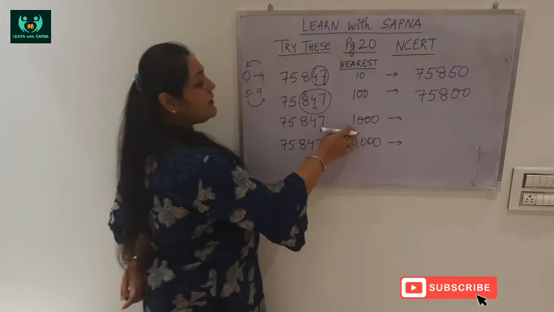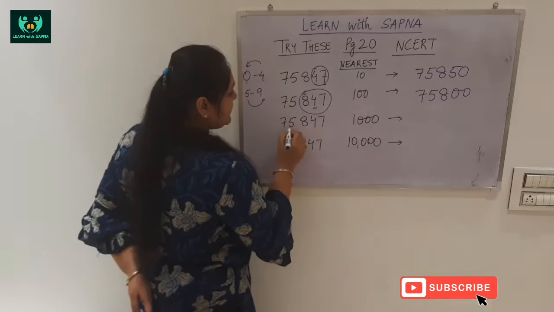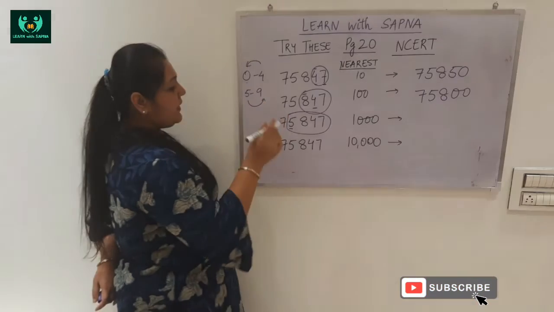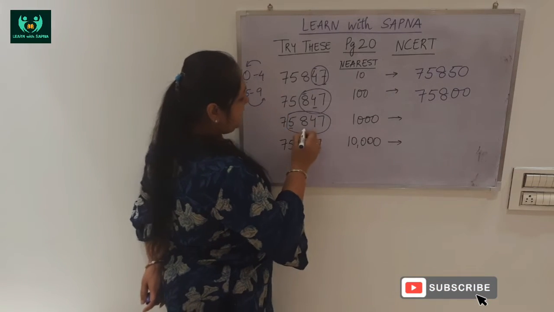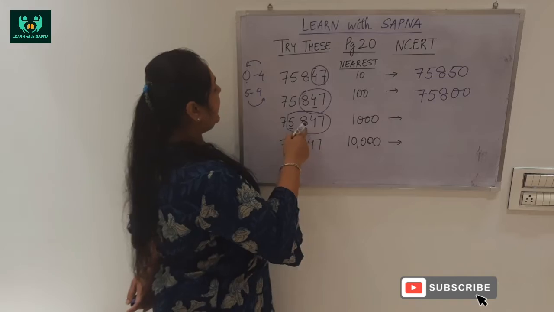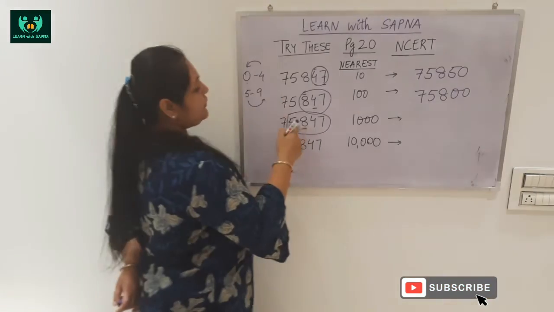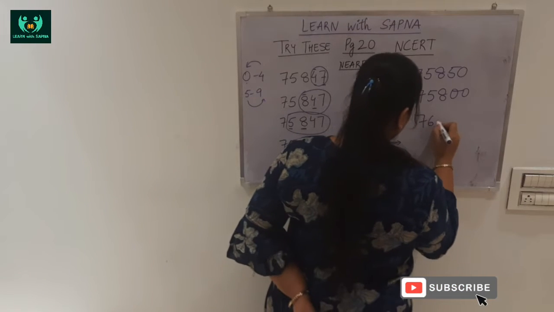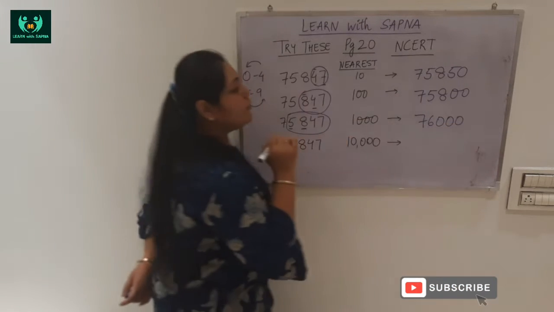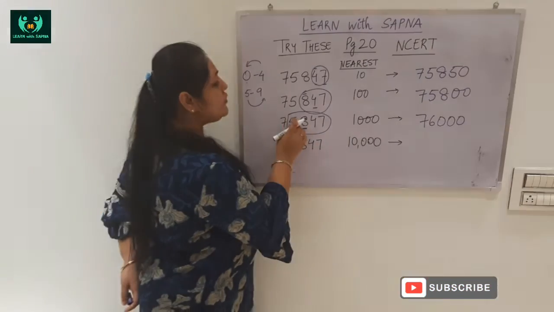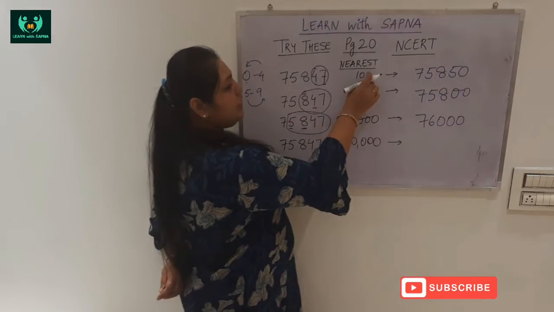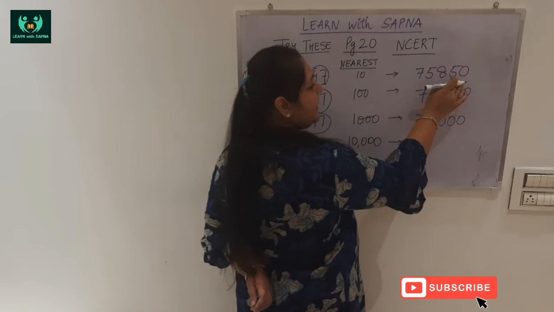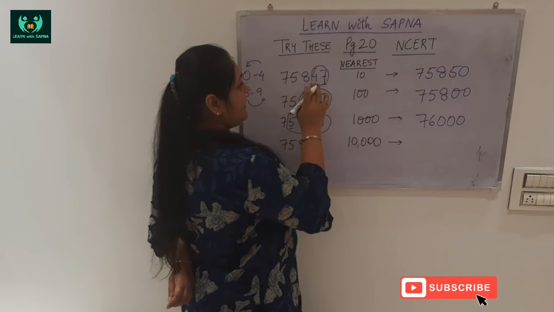Now we have to approximate to the 1000th position. What is at the 1000th position here? It is 5. So we'll consider these numbers, right? So for the 1000th position what will we see? This 8 is in the higher bracket. So 58 will become 60. So this will become 76,000. We are rounding off in the 1000th position. Now here, the meaning of 10th position is that after the 10 we will make everything 0. So we raised 4 to 5 and it becomes 0, so 47 becomes 50, right?